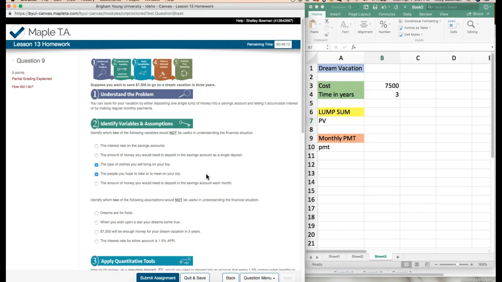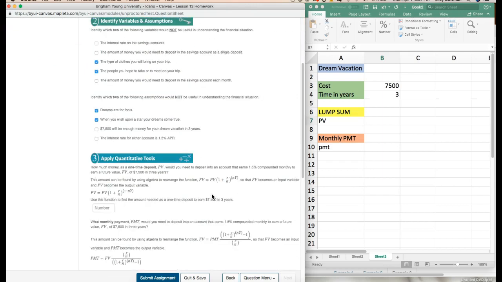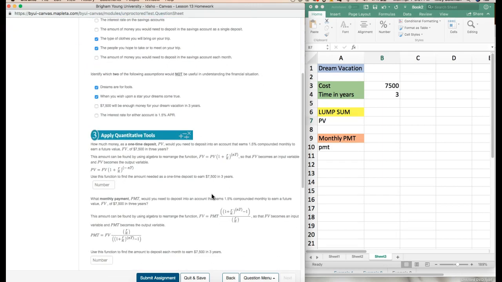I'm going to assume that that is true. It wasn't told to us, but we're going to go with that one. And so these two are not good assumptions. So we're going to hope that that's the interest rate that we are getting in our account.